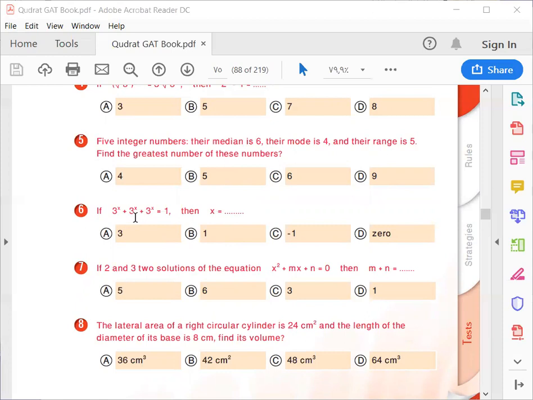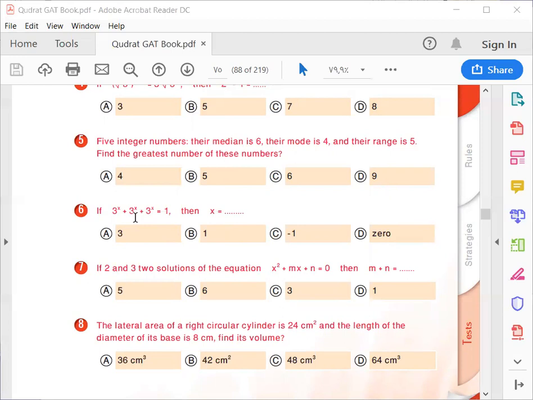The median is the middle value of many numbers after rearranging them. The mode is the value that appears more than the others. Then the range is the greatest value minus the least value, right?